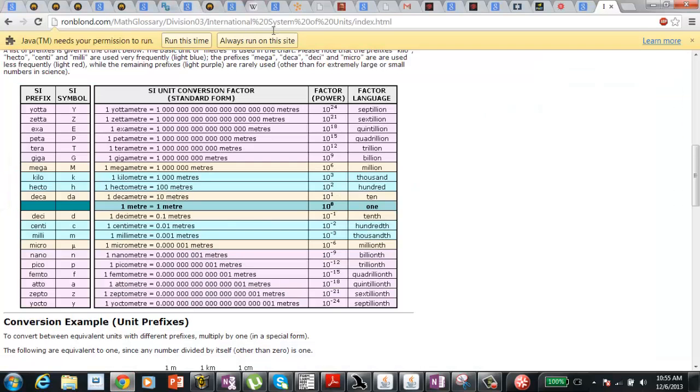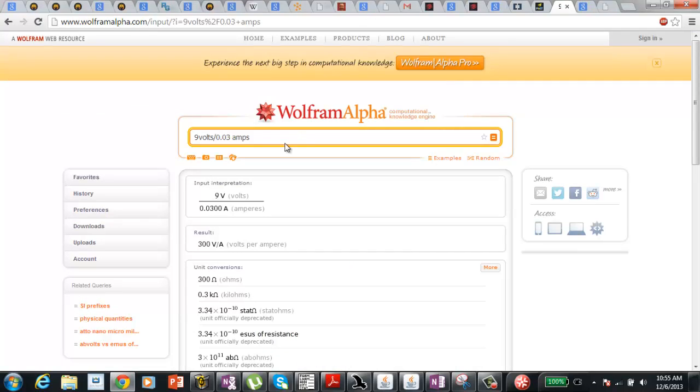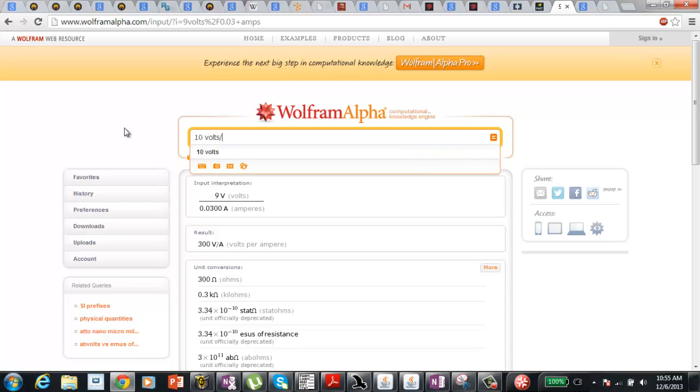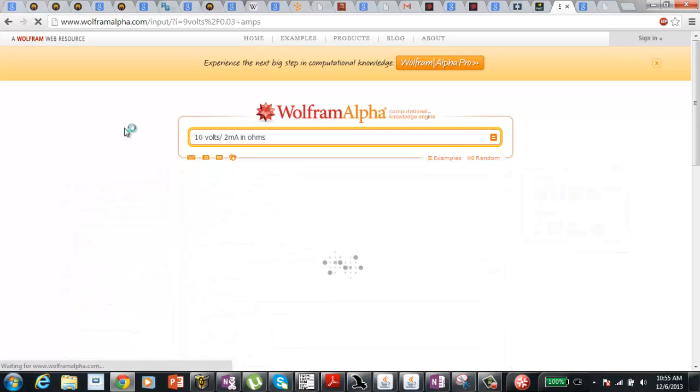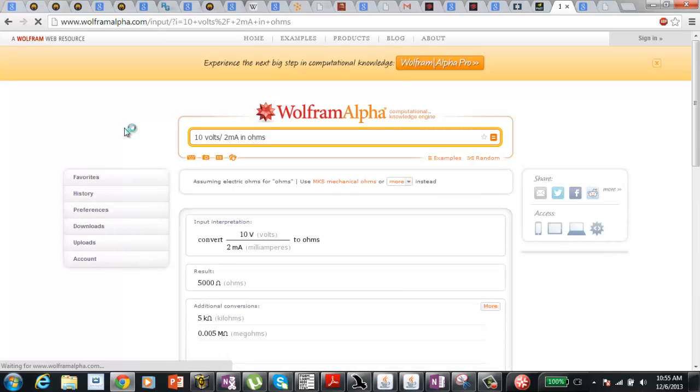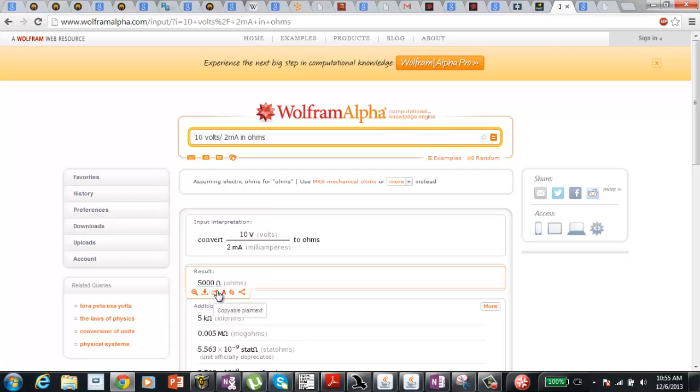So just to check this, I went over to Wolfram Alpha. And I'm typing in 10 volts divided by 2 milliamps in ohms. And we get the result 5,000. So totally works.